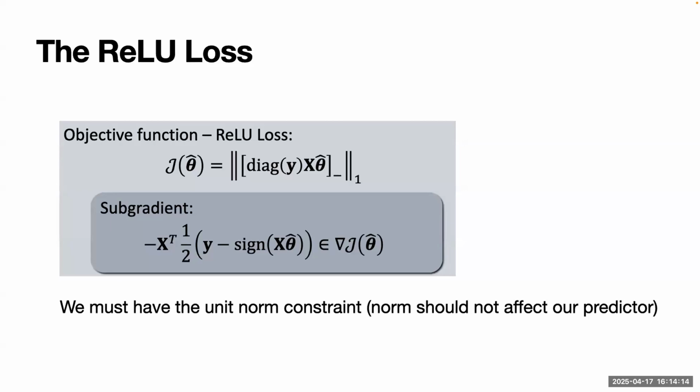And you see, when our objective function is the ReLU loss, we have to have some sort of regularization. We cannot go without this unit norm constraint, because if we are simply minimizing this, you can just take the all-zero theta and it will give you a 0 loss. So we are restricting ourselves to the unit norm constraint. That sort of comes with this loss.